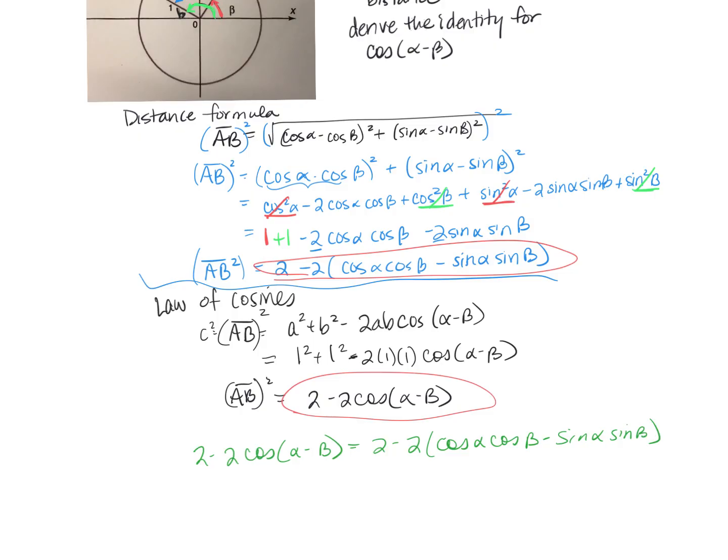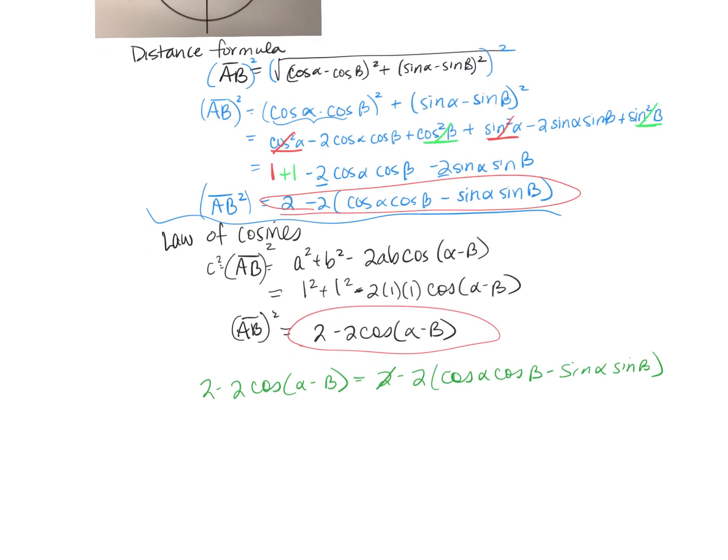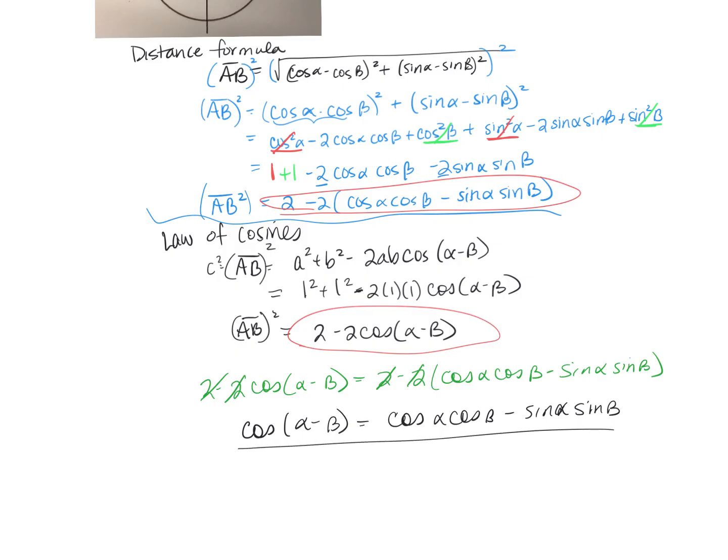Okay, so notice some similarities. Notice that these 2's will cancel out. And also these negative 2's will cancel out. So it simplifies really nicely, very quickly, to just cosine of alpha minus beta equals the cosine of alpha times the cosine of beta minus the sine of alpha, the sine of beta. And this is what you find on your sum and difference formula chart for the difference of cosines.